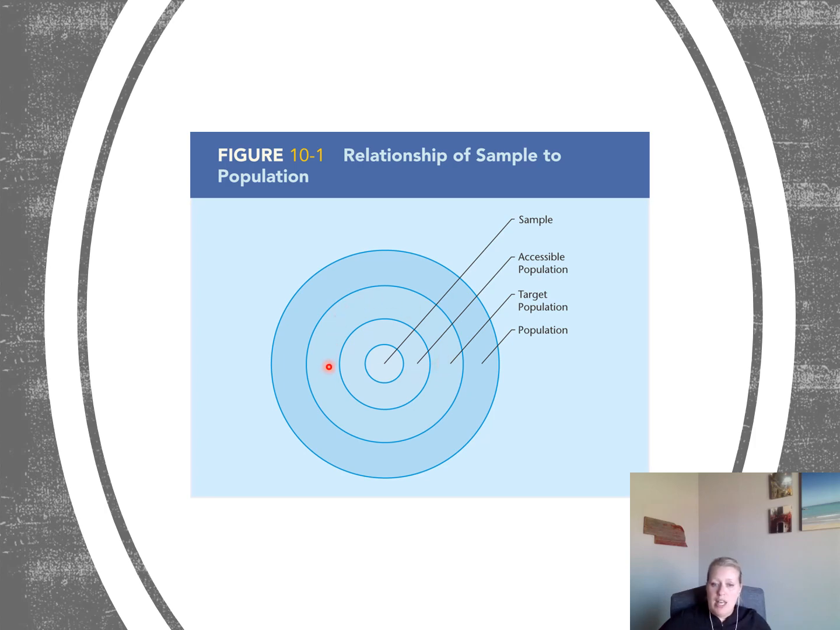Target population then would be pregnant women. And then general population would just be women. So you can kind of see it just gets narrower and narrower. But the thing that's important is that the sample is the group that you actually had in your study. And usually it's important to know who your target population is and where your accessible population is.